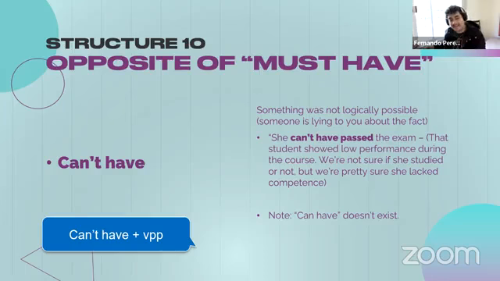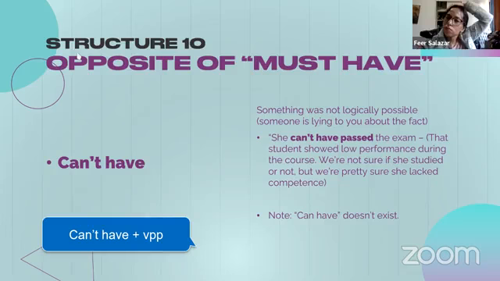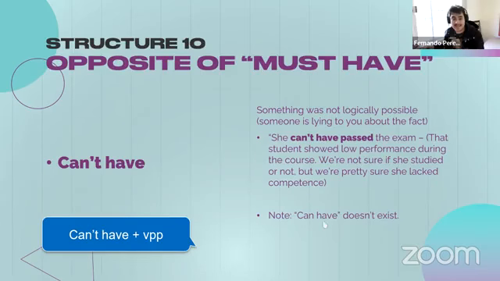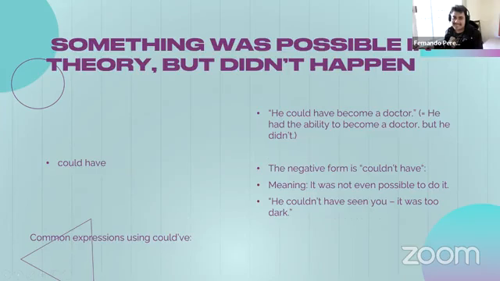Then, yes, can is used for present and future. There is no can in past. It doesn't exist. The can, could. Exactly, there you have it. The reason can have doesn't exist is because could have exists.